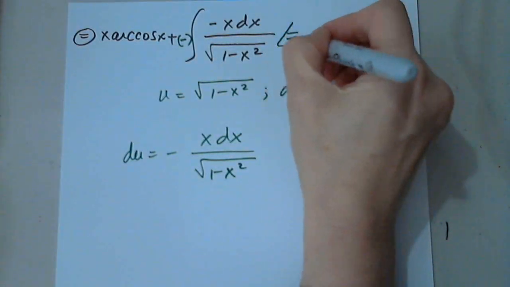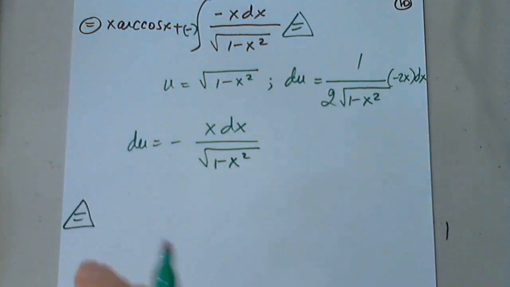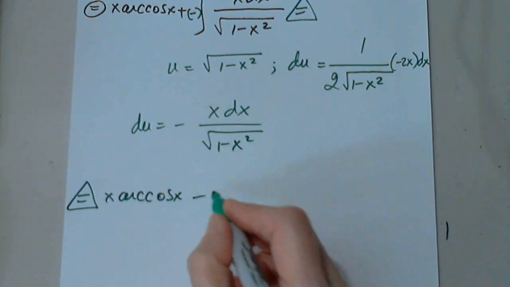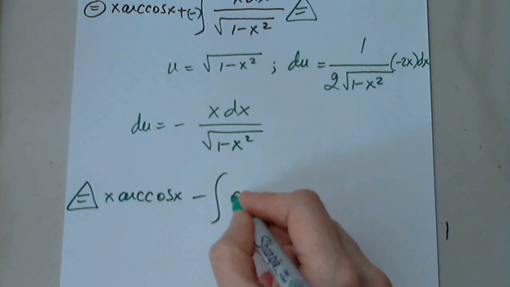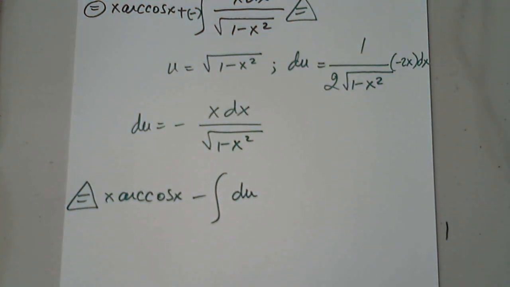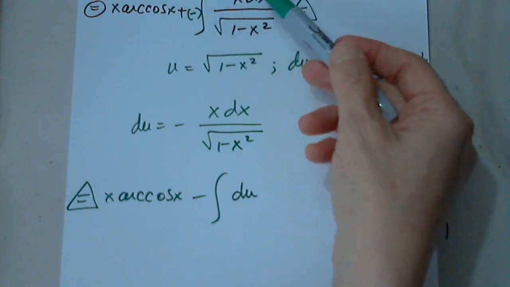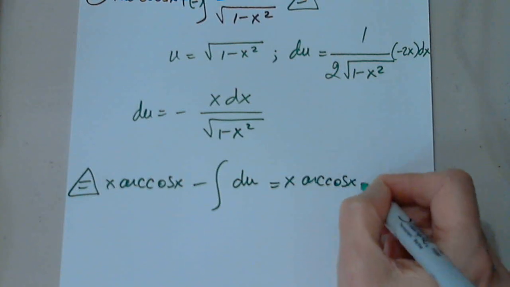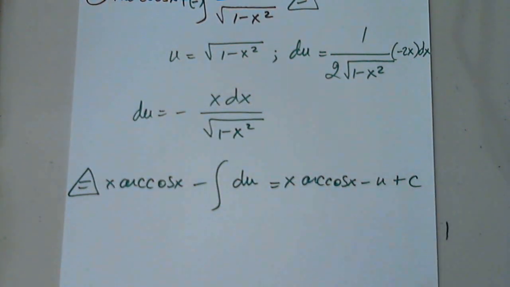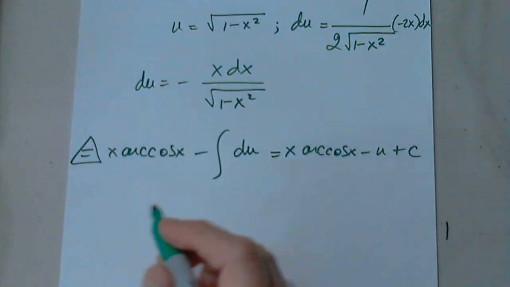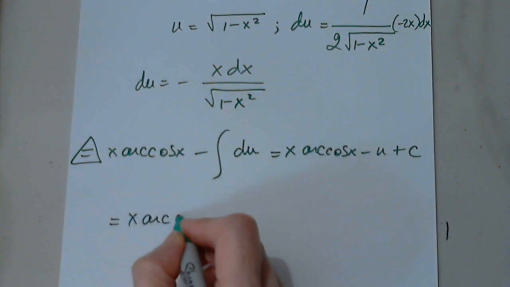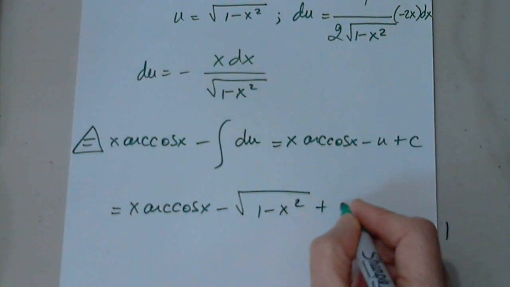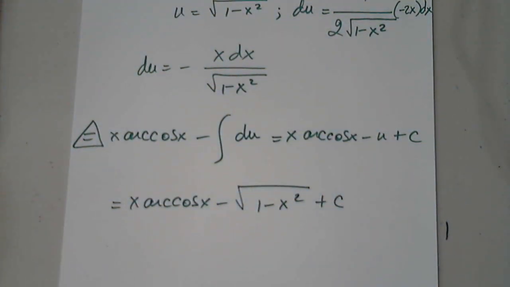Okay, so I'm going to use a triangle this time, jump over all this. So x arc cosine x minus the integral of du. Everything here is just du. Fine. So x arc cosine x minus u plus a constant c. But u has to be replaced. So this is x arc cosine x minus the square root of 1 minus x squared plus a constant c. And that is done as well.